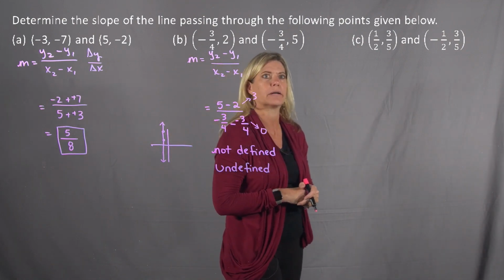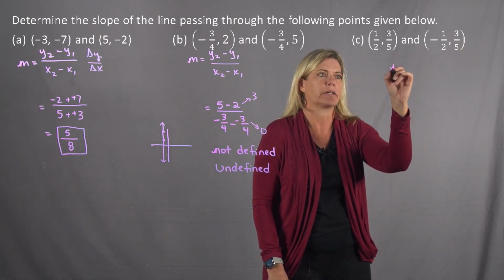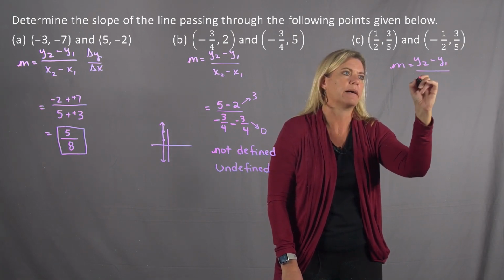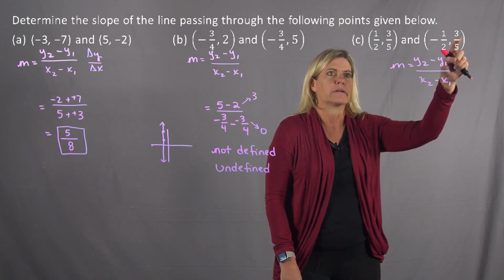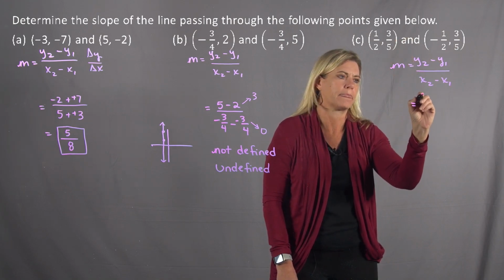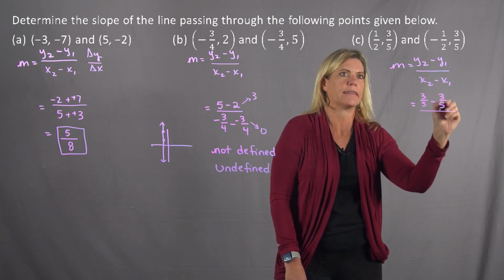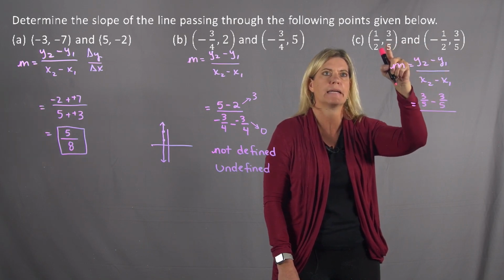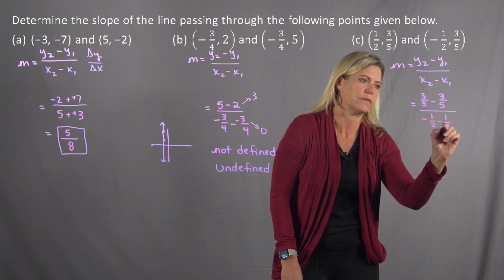If we look over here at part C, we're given 2 points again. We want to find the slope, so we're still going to use slope is y2 minus y1 divided by x2 minus x1. We choose our first y-coordinate, so we're going to do 3/5 minus 3/5. And then we're going to divide that by, since I started here, I'm going to start with the -1/2 in the denominator minus 1/2. So it's -1/2 minus 1/2.